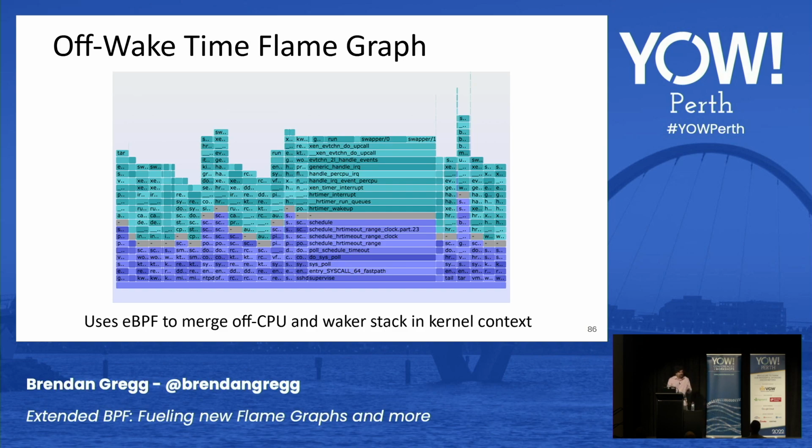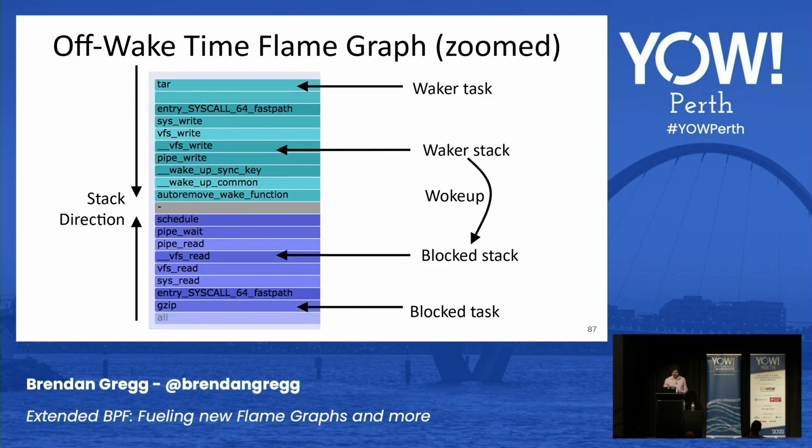And again, it needs eBPF to be able to do this in kernel context efficiently and merge these stacks together. And so now this is amazing. In this example, I was just doing tar and gzip to do an archive, but you can see how gzip was blocked on a pipe, and that was blocked on tar. So I've got that waker stack, so you can see it all together. This is great.